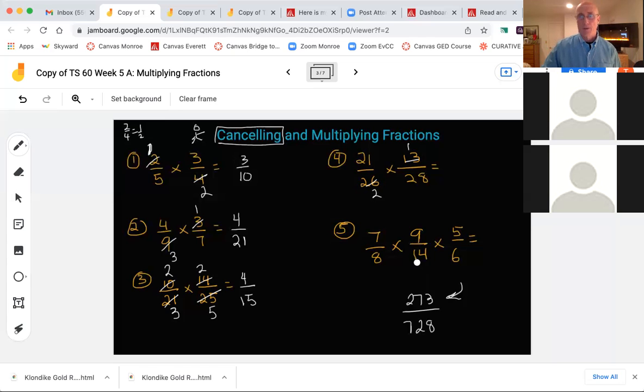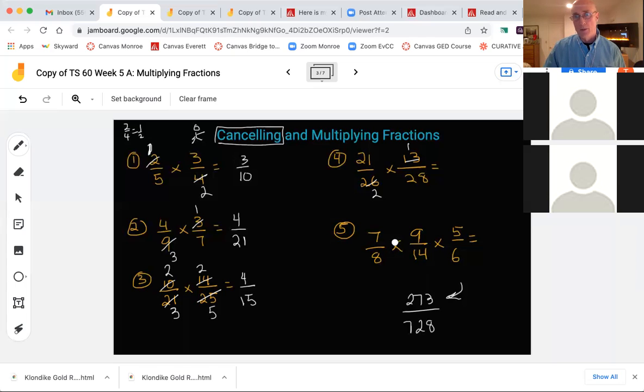Now look at number 5 here though. I told you you could cancel any number on top with any number on bottom. In this case, if the 7 was a 3, let's say, I could cancel it with 6 and go 3 goes into itself once and 3 goes into 6 twice. Just so you know, you can jump all the way over here, anything on top with anything on bottom.